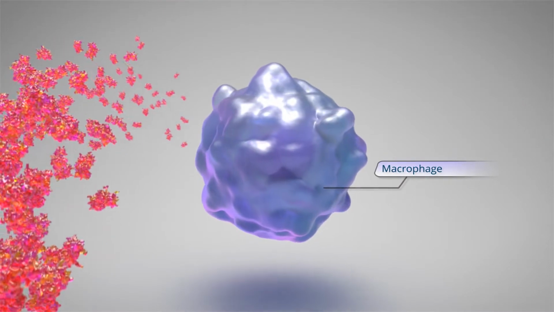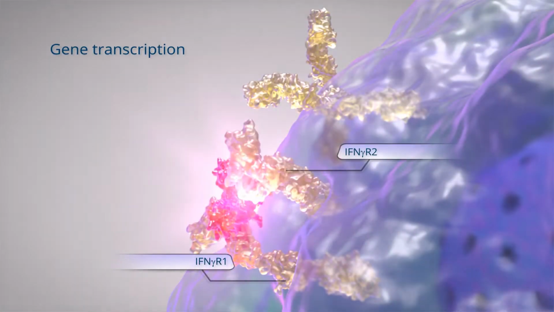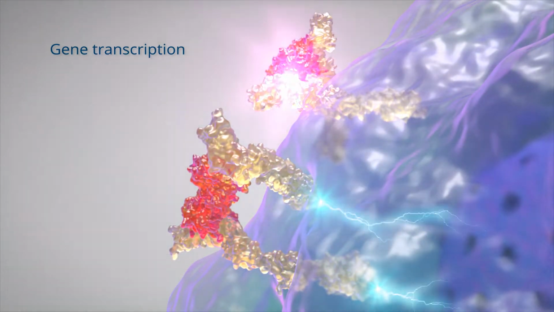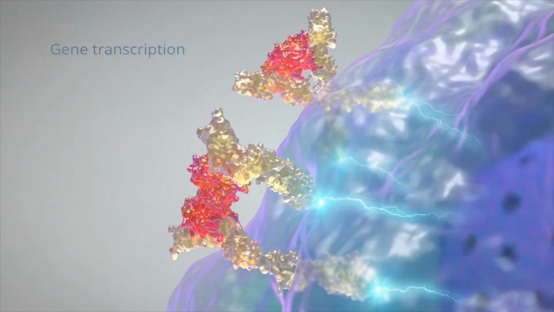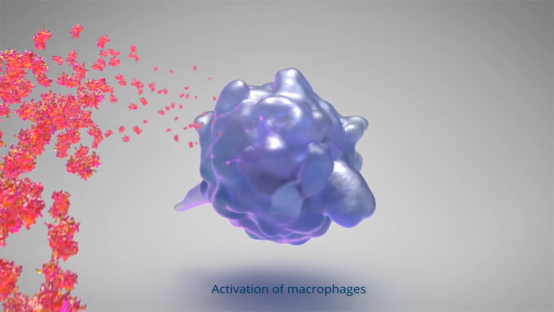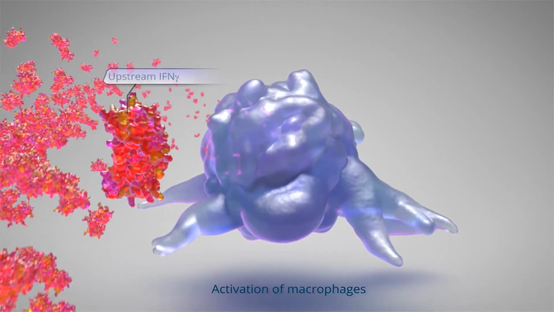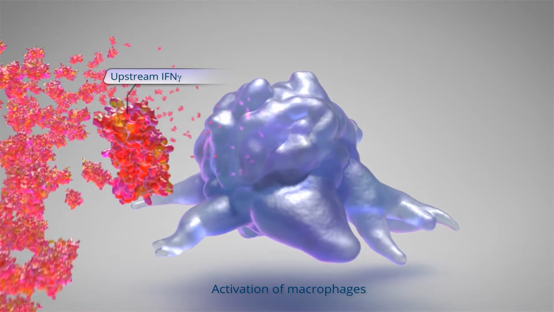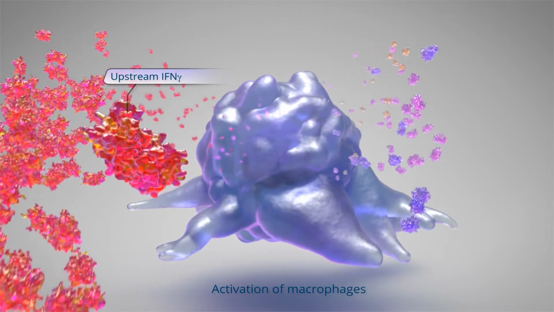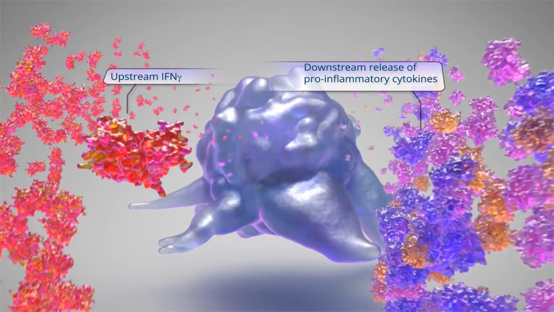After release from cytotoxic T cells, interferon gamma binds to its heterodimeric receptors expressed on the cell membrane of macrophages. Receptor stimulation leads to gene transcription and activation of macrophages that release high levels of pro-inflammatory cytokines. Interferon gamma is a key upstream mediator of these pro-inflammatory cytokines. Macrophages that are activated by interferon gamma play a central role in the pathophysiology of HLH.